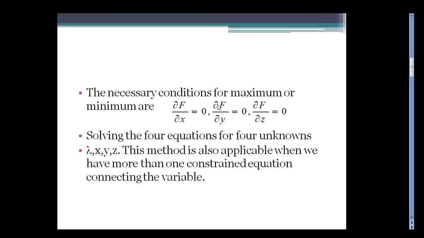So the necessary conditions for maxima or minima are dou F by dou x equal to 0, dou F by dou y equal to 0, dou F by dou z equal to 0. Solving the four equations for four unknowns lambda, x, y and z, we get the maximum and minimum values. This method is applicable for more than one constraint equation connecting the variables.